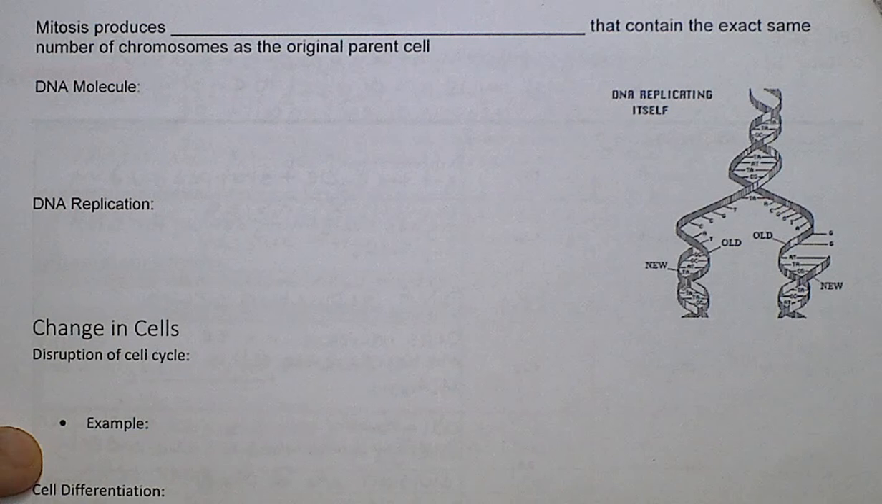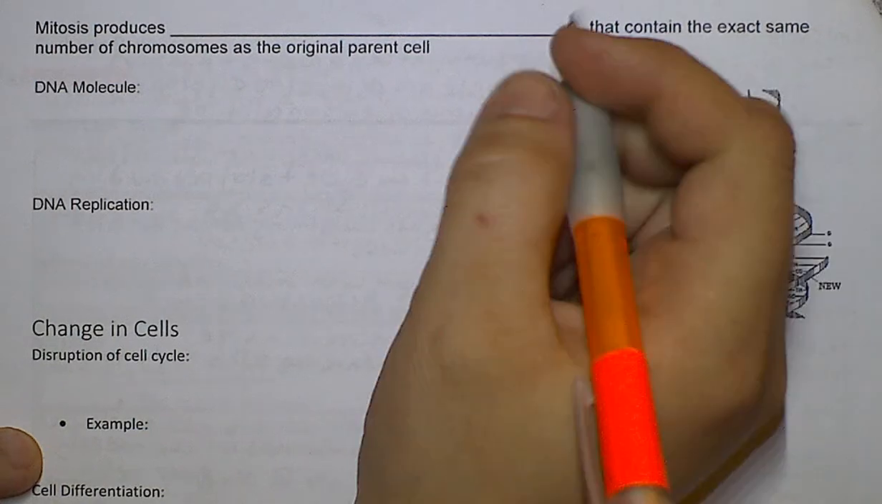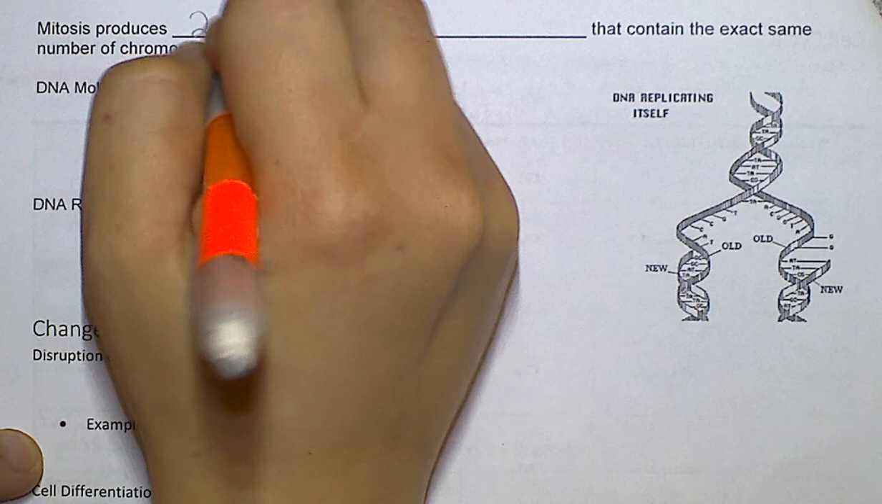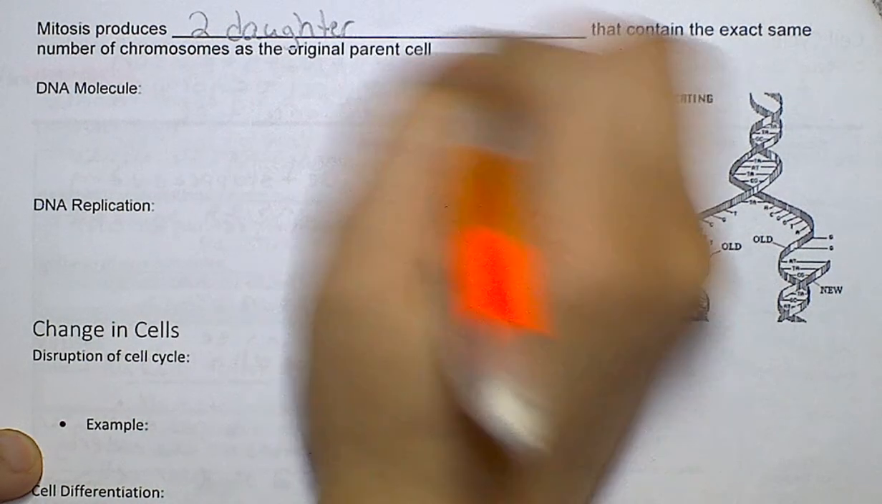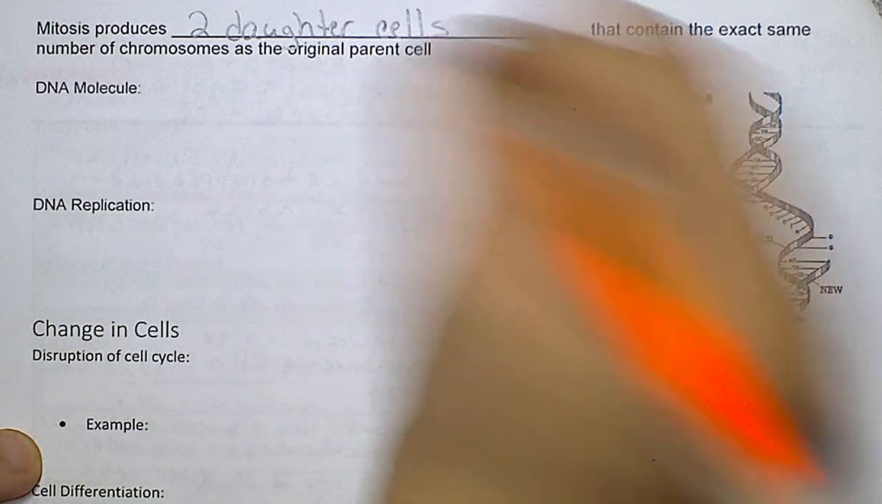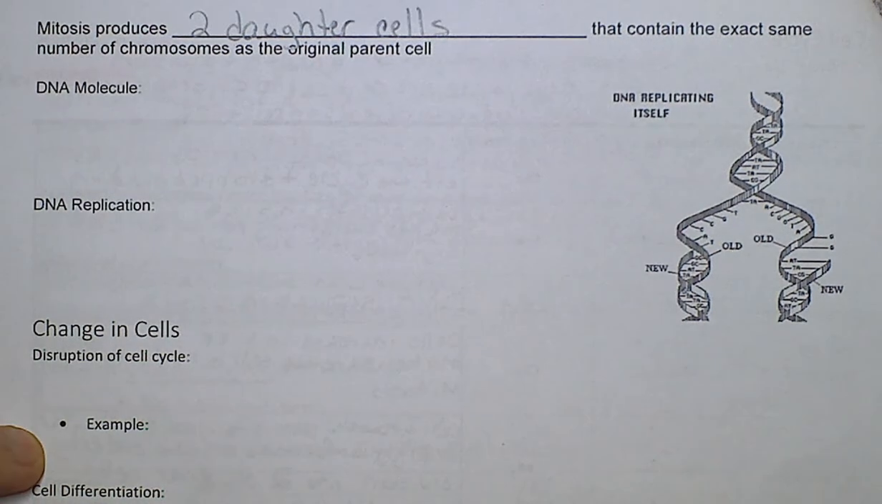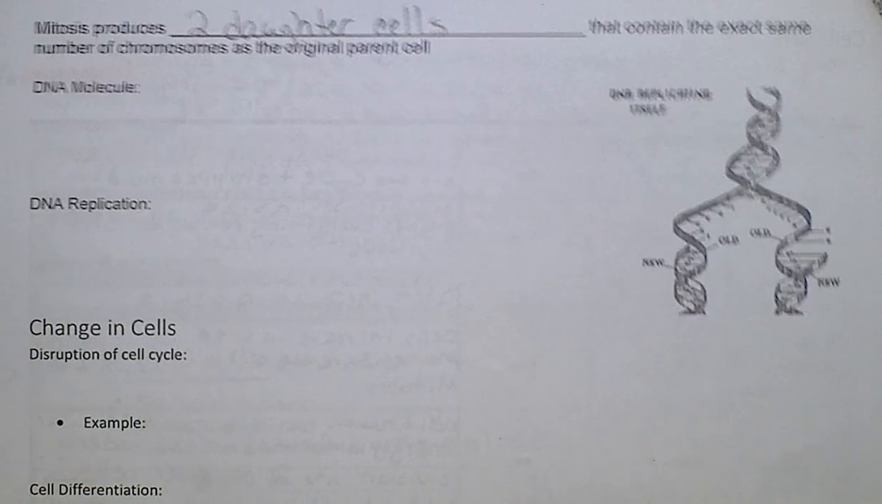Okay, so mitosis produces two daughter cells that contain the exact same number of chromosomes as the original parent cell. Okay, so we're going to go on. We're going to go on to DNA.